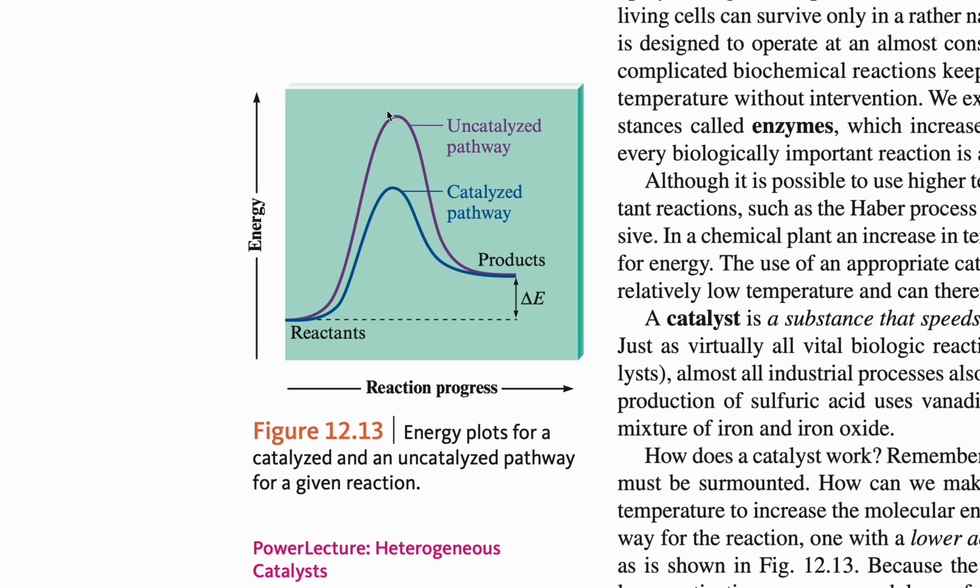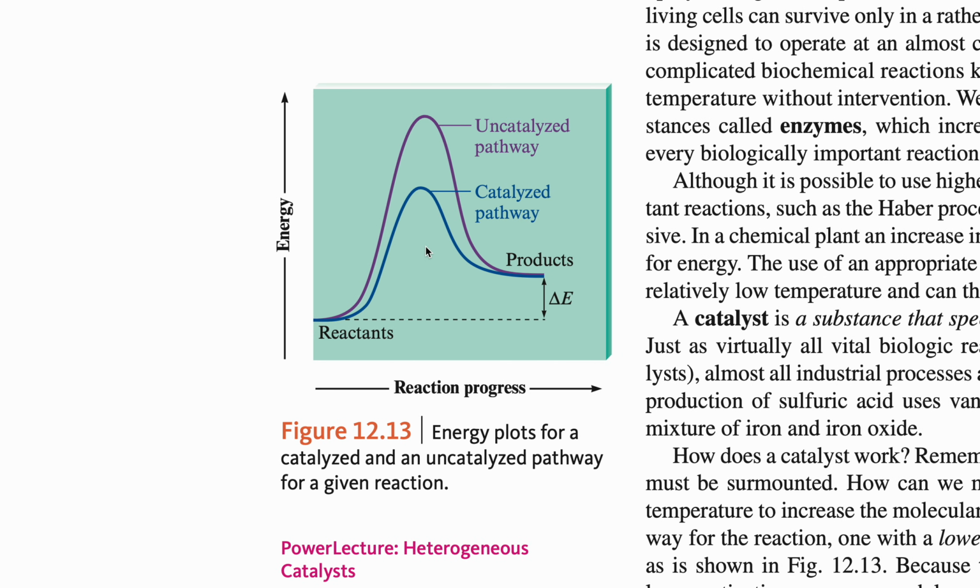it speeds up a reaction by decreasing the activation energy. So a catalyst is involved in a reaction, but it is not consumed in the overall reaction itself. And it speeds up the reaction by reducing the activation energy. So we see over here that the difference between the top of this purple graph and the reactants is greater than the difference between the top of the blue graph and the reactants, right? It's significantly lower, which means that the activation energy for this reaction has been significantly decreased through catalysis.